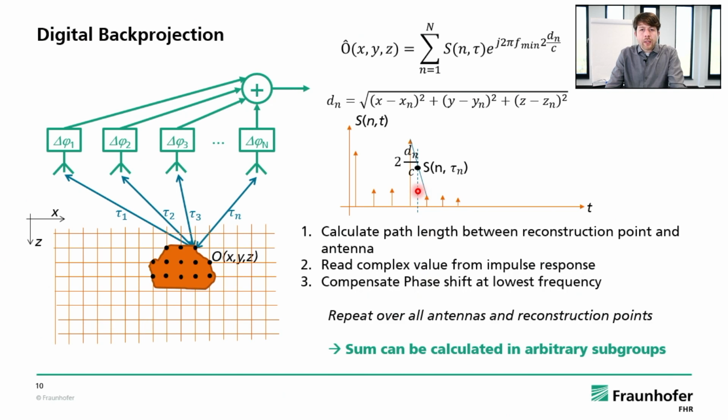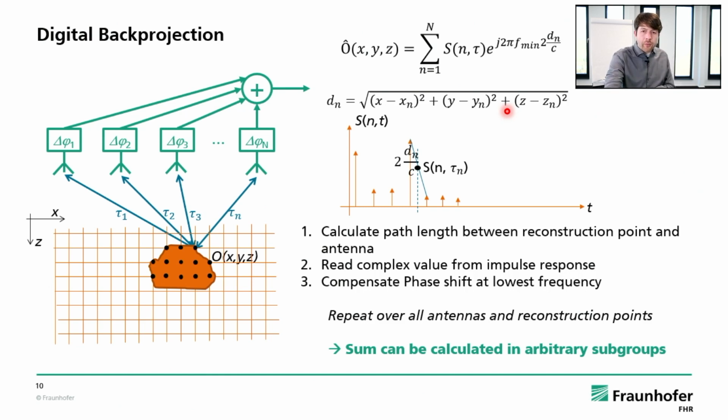How does it work in practice? Our object image is the sum over all antennas. So what needs to be compensated? The distance needs to be compensated. As I said, we apply the inverse Fourier transform and we transform the signal to the so-called impulse response. So basically I get the signal as a function of delay.